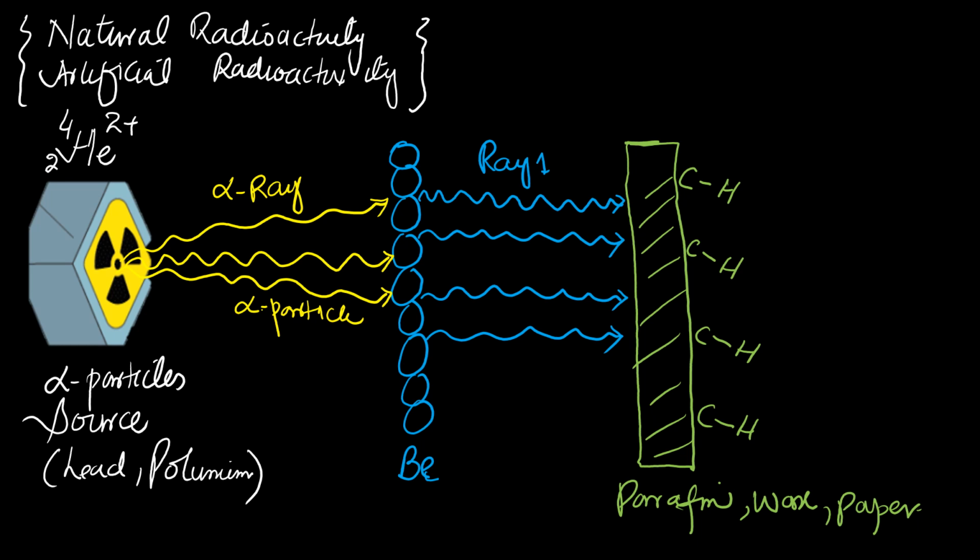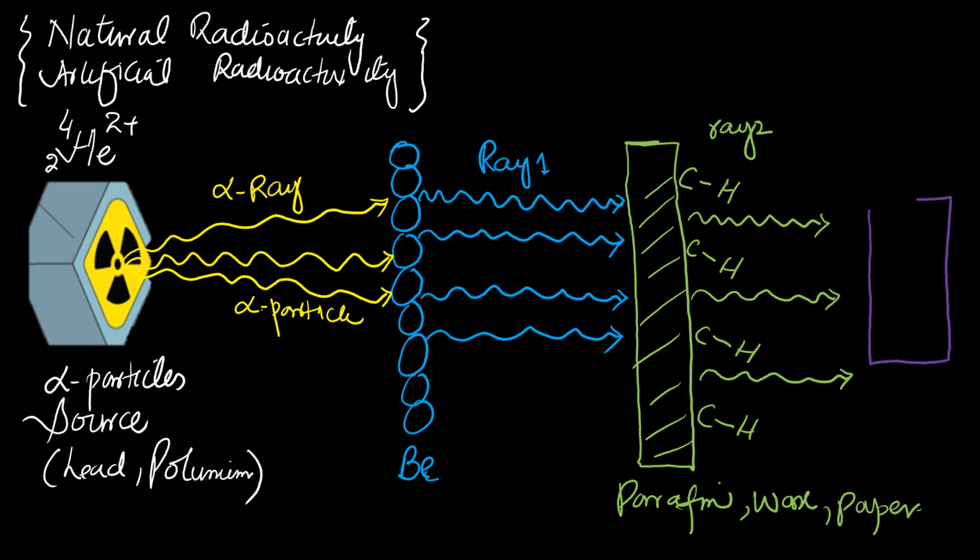Now, when ray 1 falls on the paraffin wax, James Chadwick observed that some radiation was produced by the paraffin wax, like this. Suppose that these are ray 2, and these rays were detected by a detector placed just behind the paraffin wax. According to the detector, the rays produced by the paraffin wax after the interaction of ray 1, he called protons.